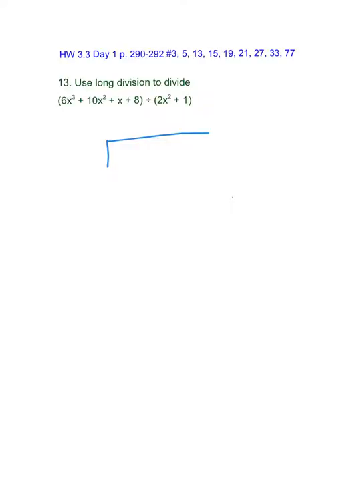So I'm going to make my little house. Inside the house, I'm going to put this polynomial, 6x cubed. I'm going to look for missing terms, but there aren't any. I don't need any placeholders here. Plus 10x squared plus x plus 8. So we have the cubic term, the quadratic term, linear term, and the constant term. And then we're going to divide that by 2x squared plus 1.